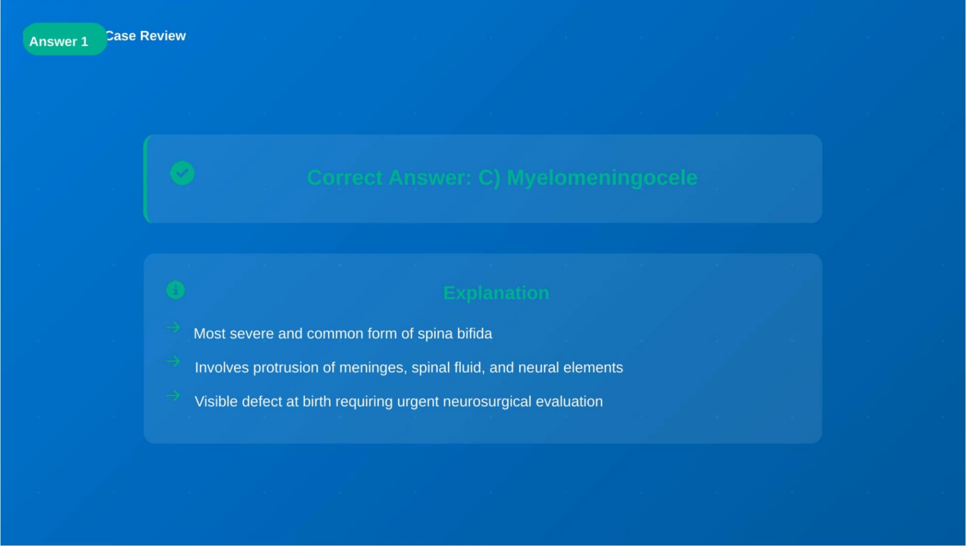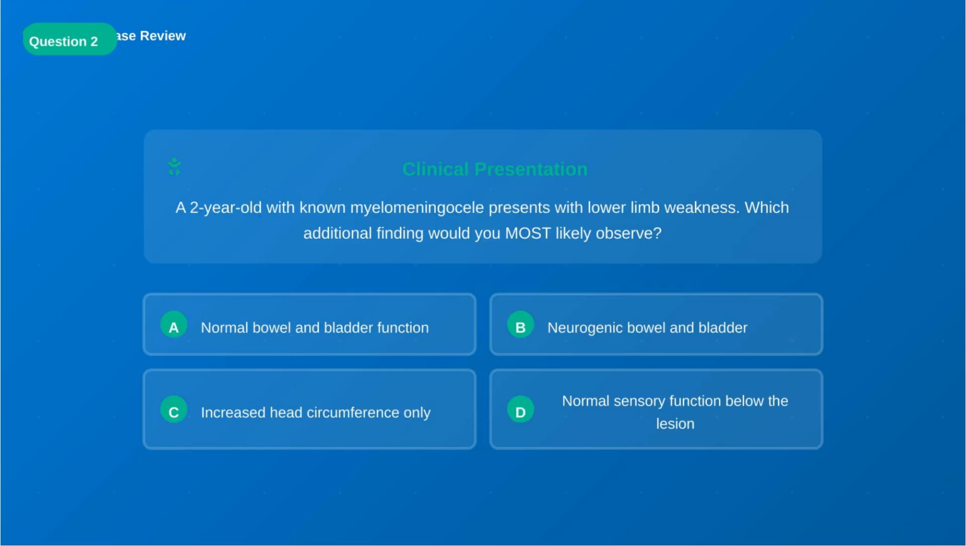Myelomeningocele. This is the most severe and common form of spina bifida, accounting for about 80% of cases. It involves the protrusion of meninges, spinal fluid, and neural elements through the vertebral defect. This condition is readily visible at birth and requires urgent neurosurgical evaluation and intervention to prevent infection and further neurological damage. Our next case involves a 2-year-old with known myelomeningocele who presents with lower limb weakness.